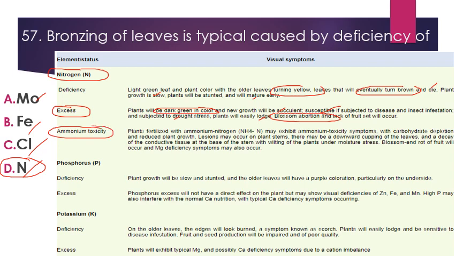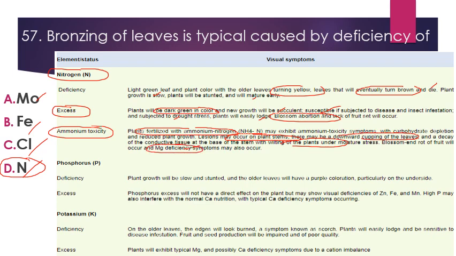Next is ammonium toxicity. It is caused by the application of excessive fertilizers, and it shows some toxicity symptoms like carbohydrate depletion and reduced growth. Lesions may appear on stem, and downward cupping of leaves, decay of the connective tissue at the base, and wilting of plant under moisture stress. Next, it also causes magnesium deficiency.